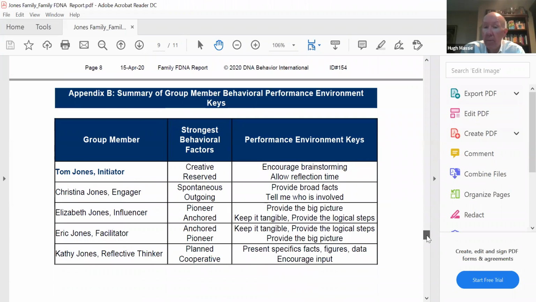Then how does each family member want to be communicated with? The performance environment keys are important for the family members to understand what the information flows need to be within the family unit, but also for the family facilitator and the advisory team to understand what's going to be important as far as information flows and communication is concerned, to get decisions made and to maintain trust in the family unit.